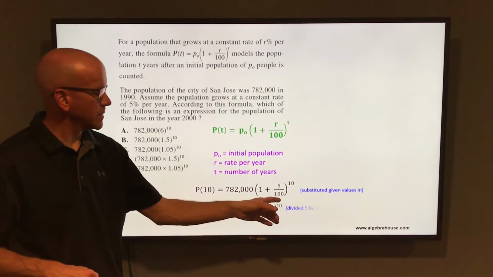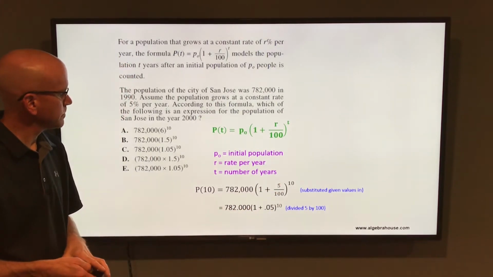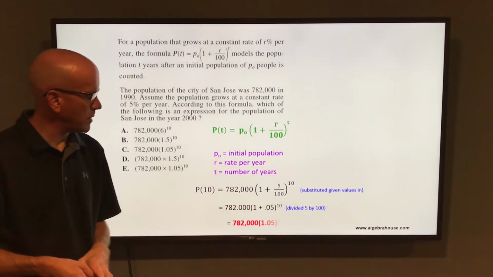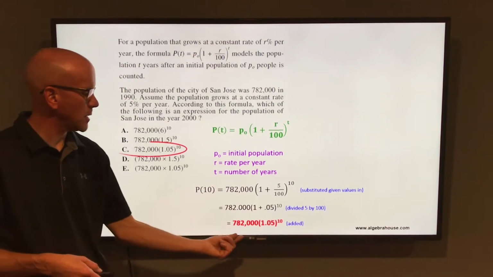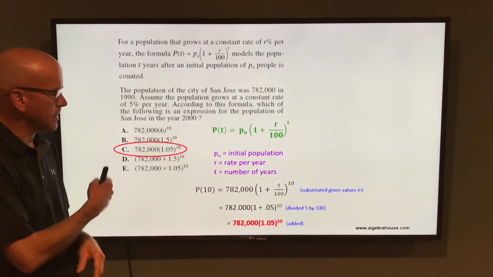5 over 100 is the same thing as 0.05. When you divide 5 by 100, it's 0.05. And you can see we're getting close to these. 1 plus 0.05, that would be 1.05. So 782,000 times 1.05 to the 10th, that is letter C.